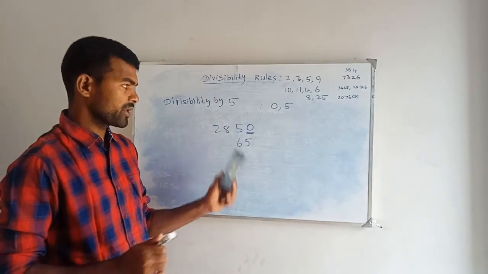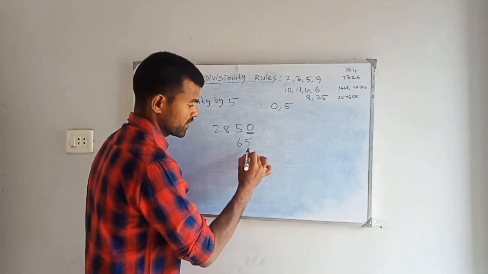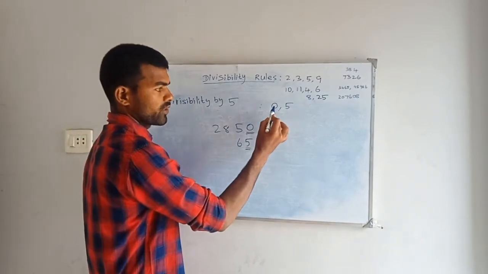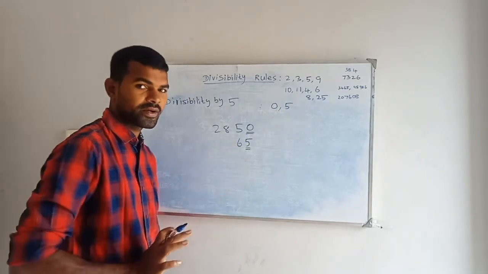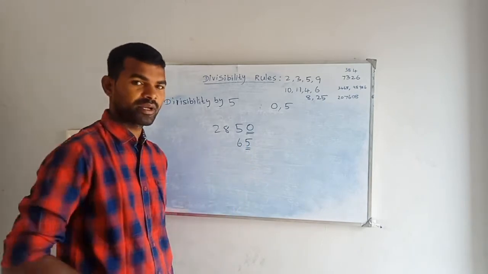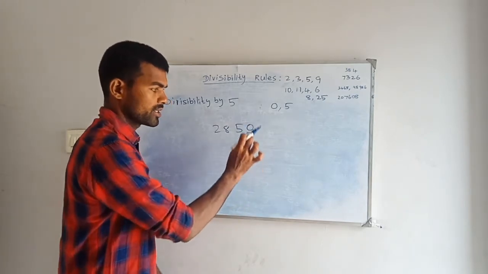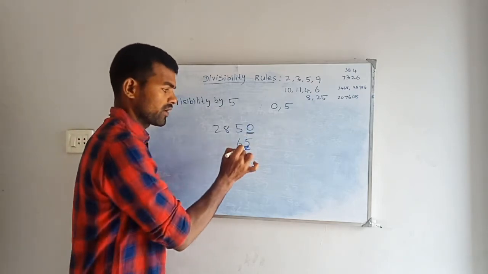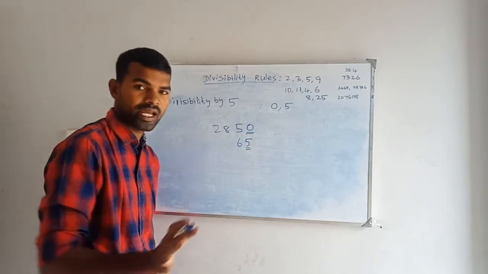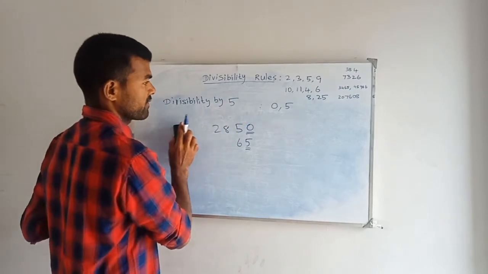65. Can this number be divided by 5 or not? We can see the unit digit. What is the unit digit here? 5. If the unit digit ends in 5 also, then this number can be divided by 5. So 65 can be divided by 5. You have to see the last digit. If the last digit is 0 or 5, then the full number can be divided by 5. This is the divisibility rule by 5.